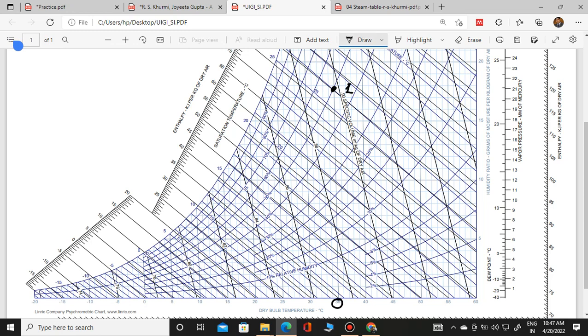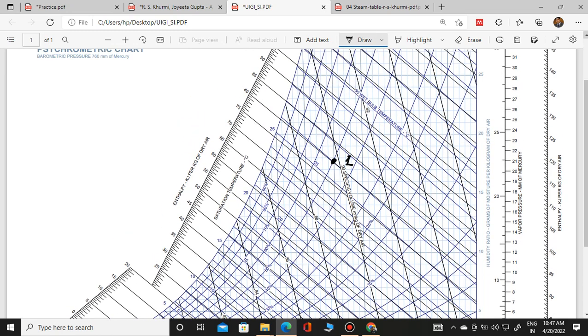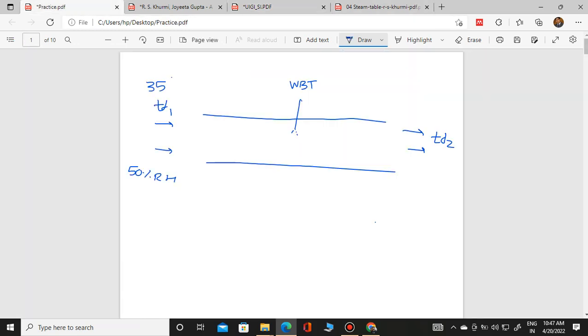Clear? So what will be the temperature of the water which we are spraying? You can get it from here. So it would be 26. So here we have a temperature of 26 degrees centigrade. Clear?